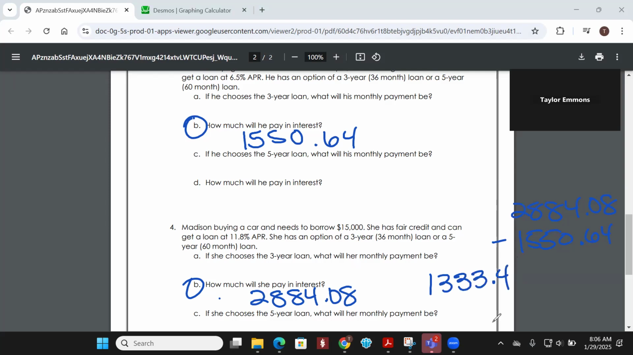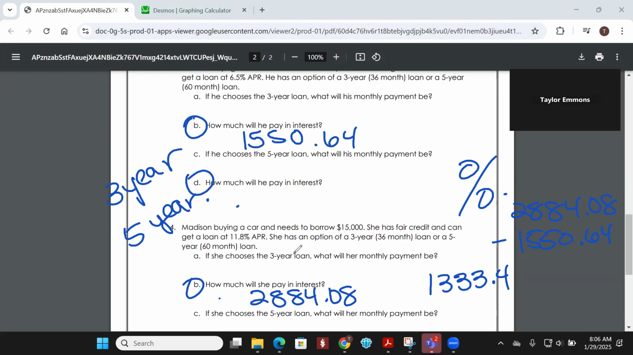Is that what you got? Okay, so looking at that, we just compared the percent difference, right? Now let's look at how much of a difference we have from a 3-year to a 5-year, right? So from 3 years to 5 years, look at B to D on number 3. Subtract those two.